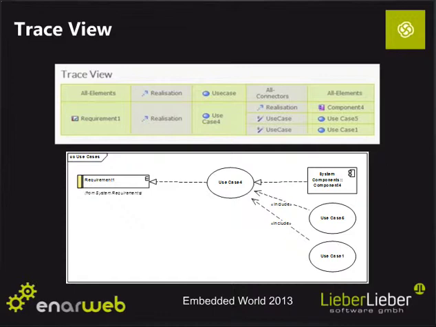Last but not least, the trace view. So you can see here the traces from the requirements to use cases and even to components. On the left side you have requirement 1, which is connected to use case 4, and this use case is also connected to use case 5, use case 1, and component 4 in our case.